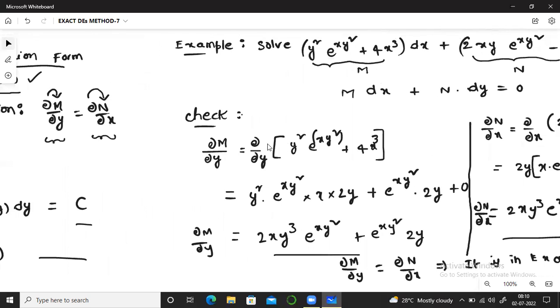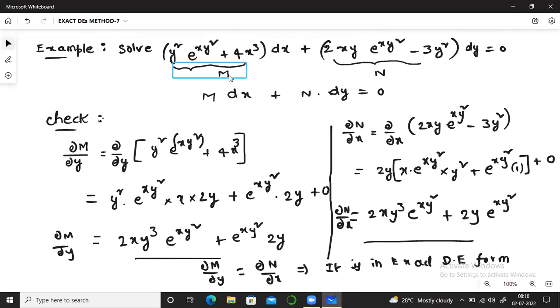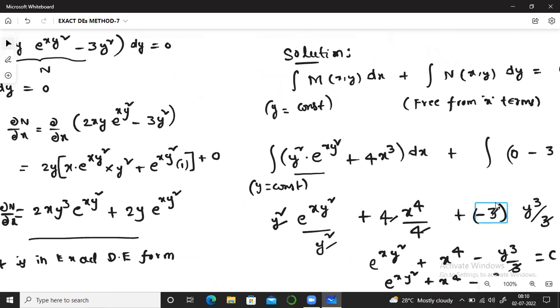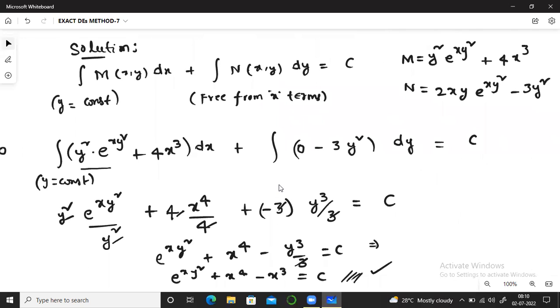So one direct example we have taken. What the m value and n value are, we know. Dou m by dou y I calculated, dou n by dou x I calculated, both are equal. So it is an exact differential equation form. So once it is an exact differential equation form, the solution is integration of m dx plus integration of n dy is equal to c. So in m, y is constant, and in n, free from x terms. Simple. You can apply the integral formulas that I told you to remember all the time. All the basic formulas you have to remember. So finally you will get a solution.